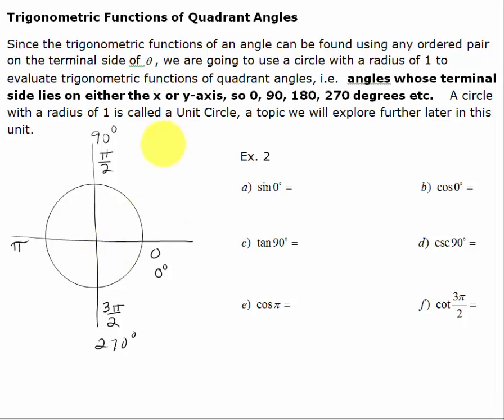So if the radius of this circle is 1, I'm going to put an ordered pair on the terminal side of each of these quadrant angles. So if the radius is 1, think about what the ordered pairs would be. Pause the video for a moment and see if you can fill in the four ordered pairs if this circle had a radius of 1.